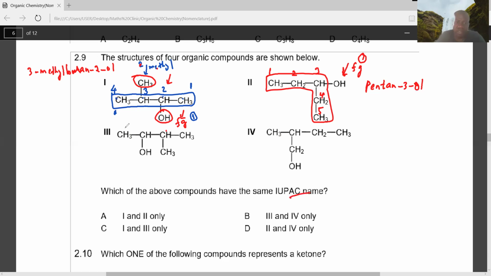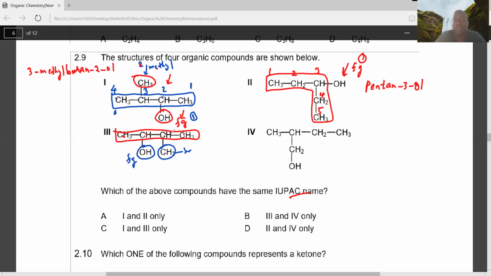Let's look at number 3. Let's choose the longest chain: 1, 2, 3, 4. So the longest chain is the one with 4 carbons. Now let's identify any branch. There is a branch and a functional group. The functional group is there, and there's also a branch.